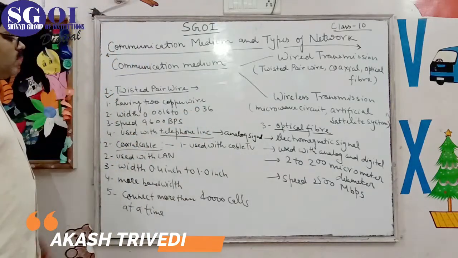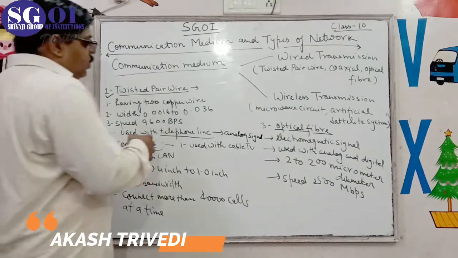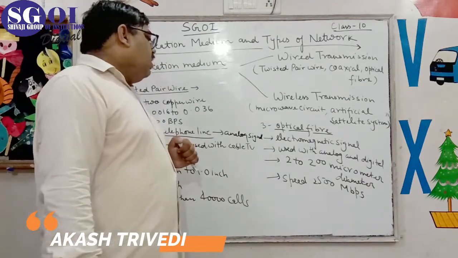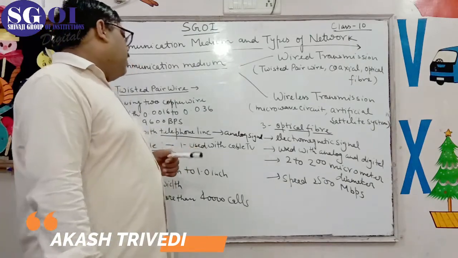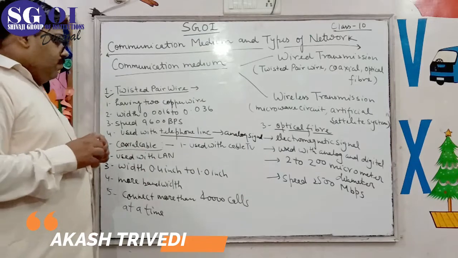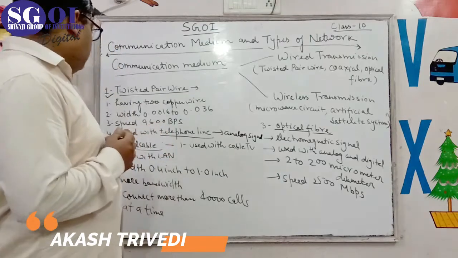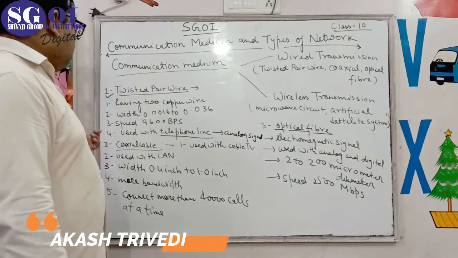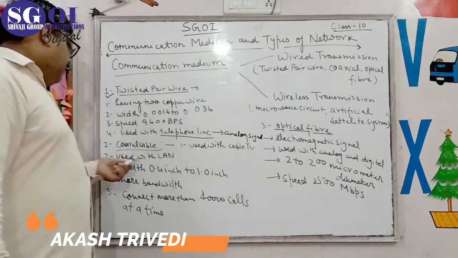Then the next wire is coaxial cable. Coaxial cable means there is a single wire which is connected to all other wires. It is used with cable TV. You know, in each and every home there is a TV, and the TV is connected by the cable operator, who provides the different channels which you can see on your TV. And it is used with LAN, meaning local area network. If you want to connect some systems in a local area network, then you use coaxial cable.